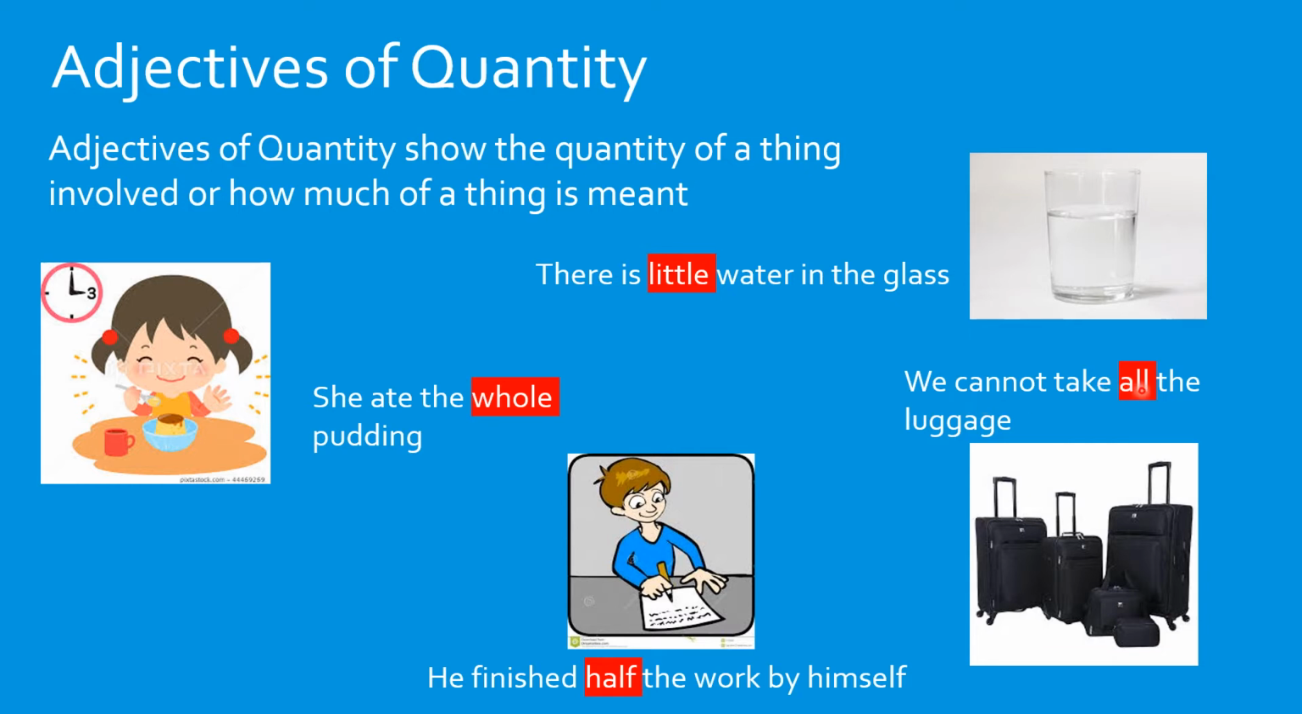We cannot take all the luggage. All is the adjective of quantity. We cannot take how much luggage? All the luggage. So all is the adjective of quantity. He finished half the work by himself. How much work? Half. So half is the adjective of quantity. So all these words, little, whole, all, half, are adjectives of quantity. They tell us how much of a thing is meant.